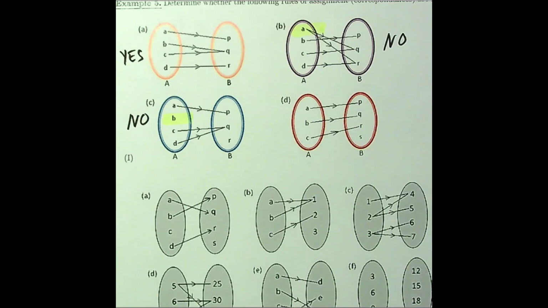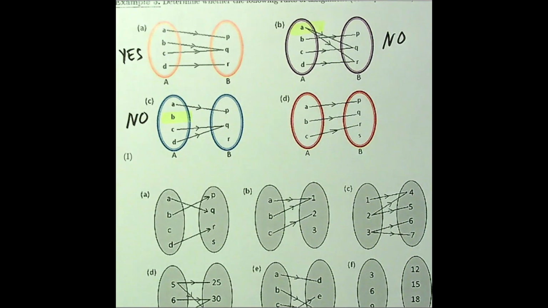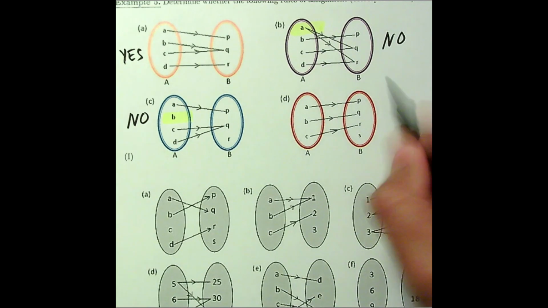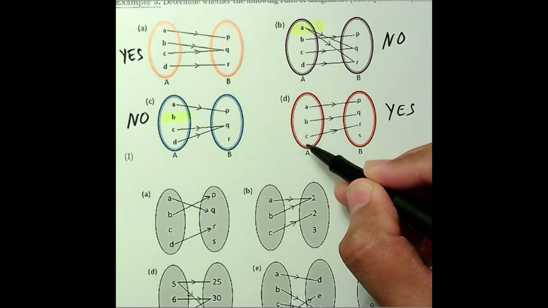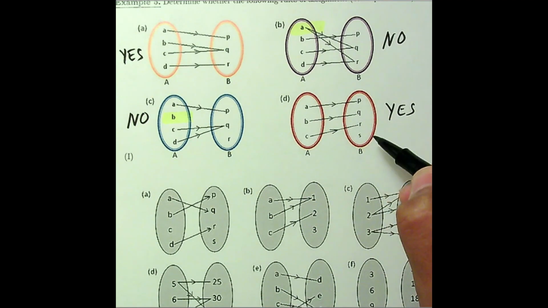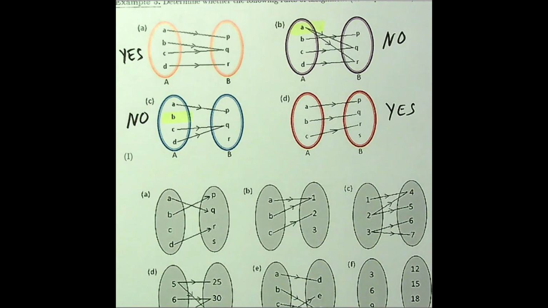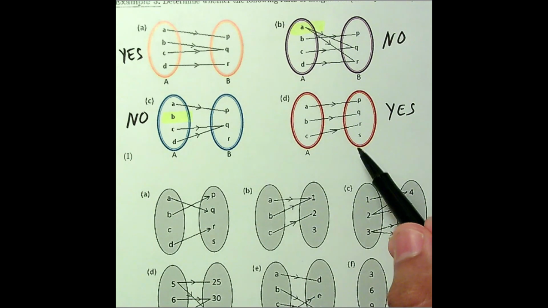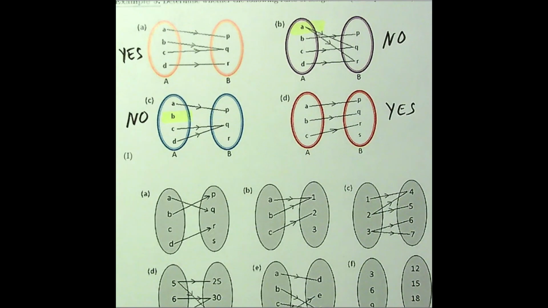Okay, how about this one right here? Is that a function, yes or no? This one is a function. Yes, this one is a function. For each element in the first set A, there is an element in B. And there's no more than one arrow coming out of an element in A. There's one left over in B, but that's okay. So that one is a function.